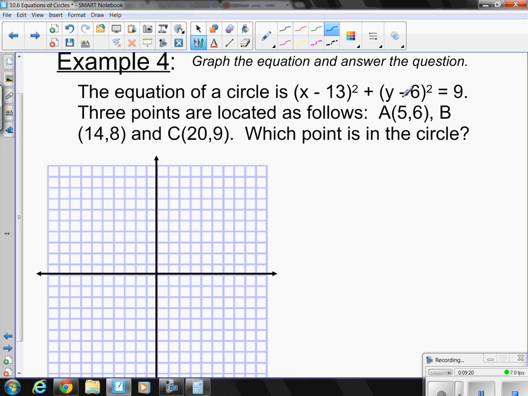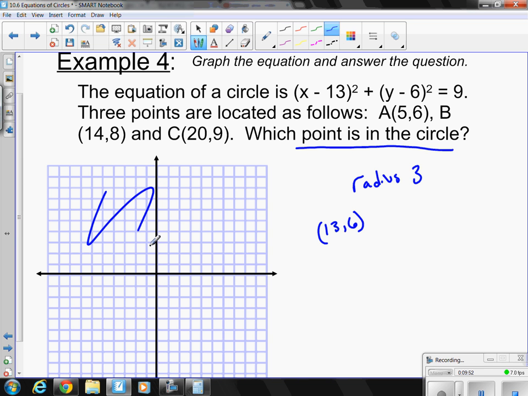Okay, we want to figure out which point is in the circle. Well, what's the radius of this circle? My radius is going to be 3. So I know I'm looking for which point is in the circle. I know the point has to be within 3 of the center. So the center's at (13, 6). How far is the point (5, 6) from the center?